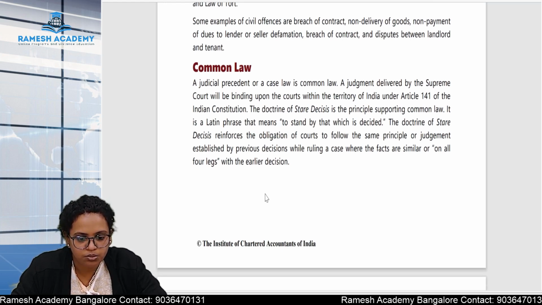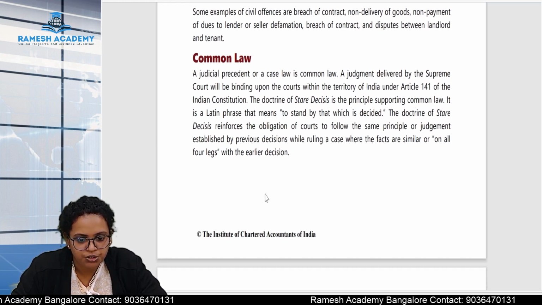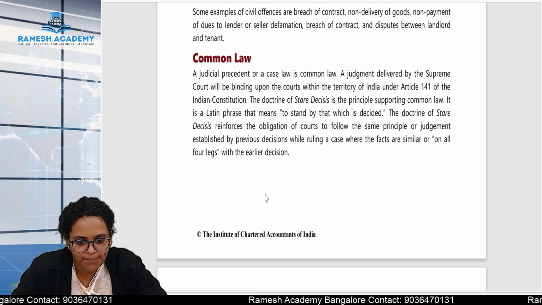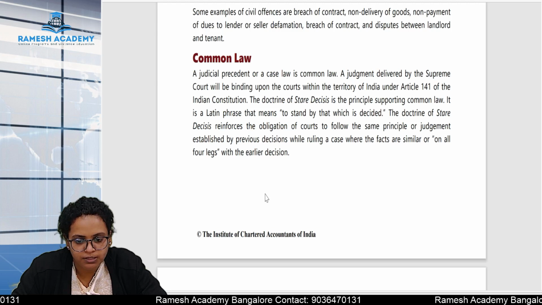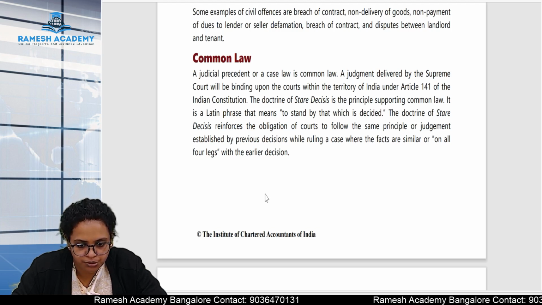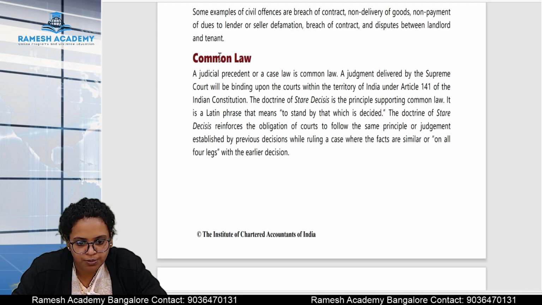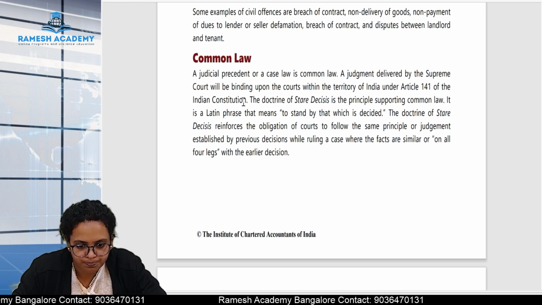Now let's go to common law. A judicial precedent or a case law is a common law. A judgment delivered by the Supreme Court will be binding upon the courts within the territory of India under Article 141 of the Indian Constitution. So you can mark this line: the judgment delivered by the Supreme Court will be binding upon the courts within the territory of India under Article 141 of the Indian Constitution.